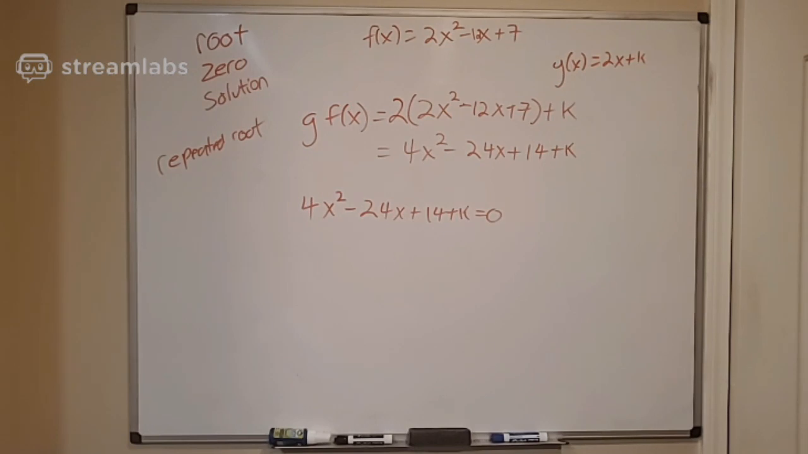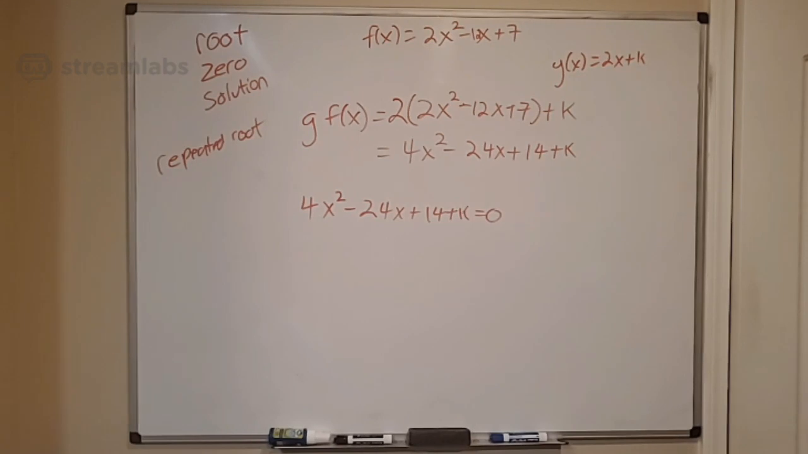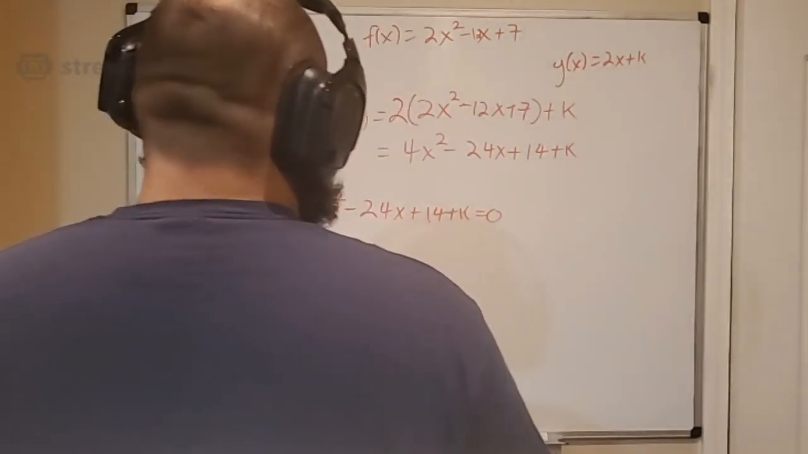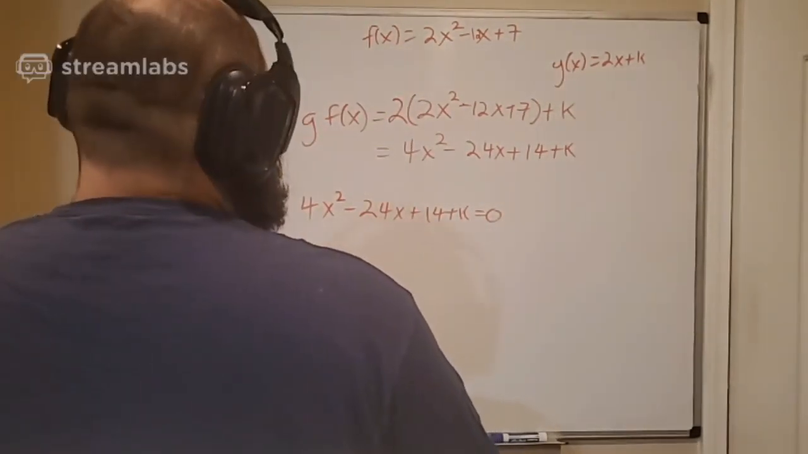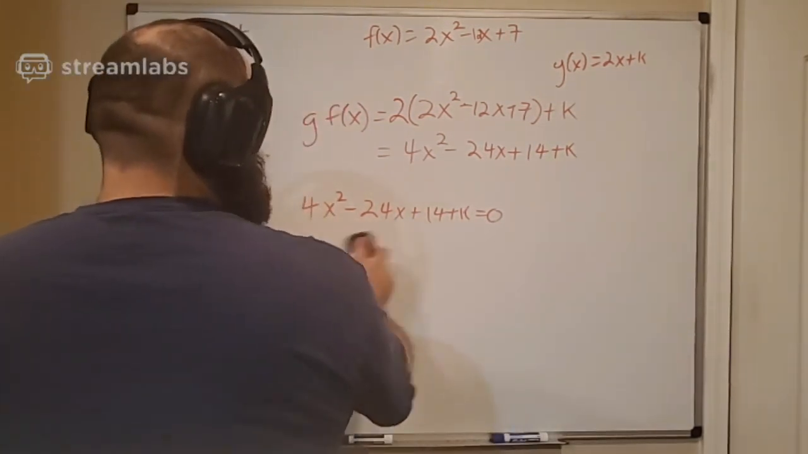Does anybody remember how to tell if it's a repeated root? A perfect square? No. I mean, I guess technically that would work. I can't lie. However, that would be a really difficult way to do it. Anybody else any suggestions to find a repeated root?